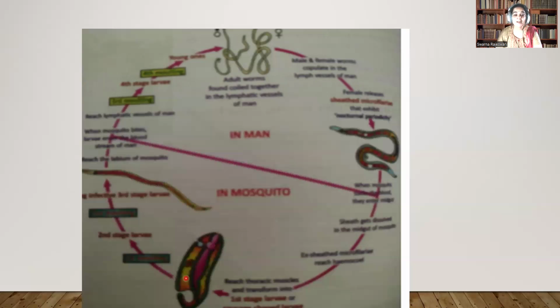This sausage-shaped larva now undergoes the first molting and develops into the second stage larva. This second stage larva undergoes the second molting and develops into the third stage larva, which now goes into the labium of the mosquito. It is now ready for the infection. Then this mosquito bites a normal person. This third stage larva enters into that person. Mainly they go into the lymphatic vessels. There, it undergoes the third molting and develops into the fourth stage larva, then the fourth molting, developing into young ones. Okay, so this is about the life cycle of Wuchereria bancrofti.